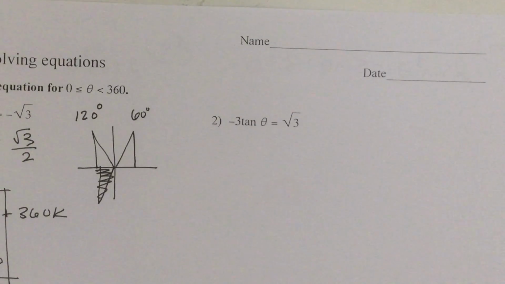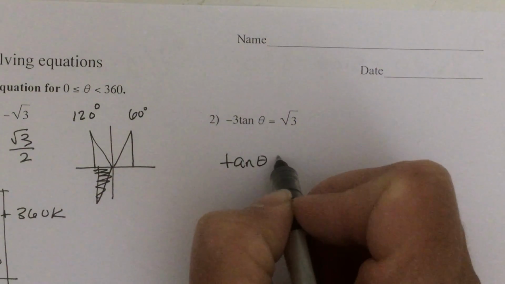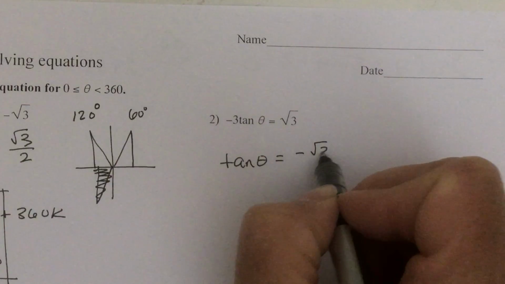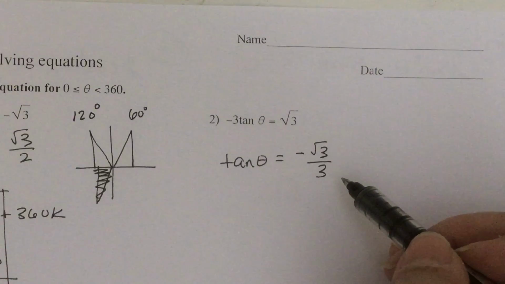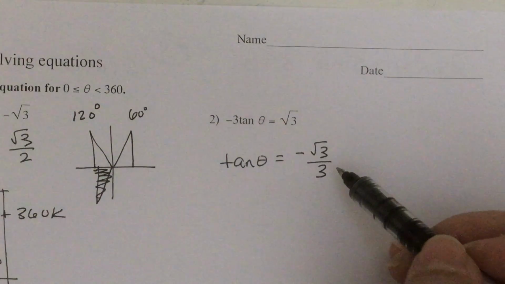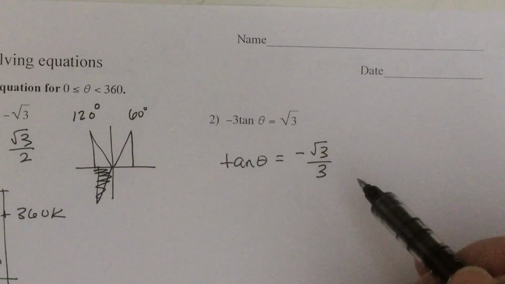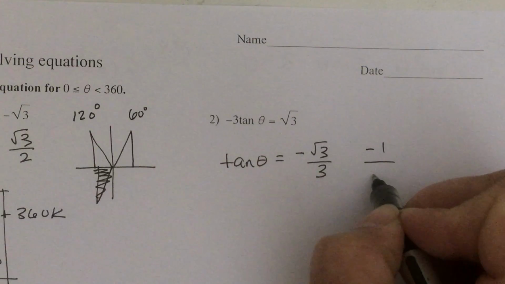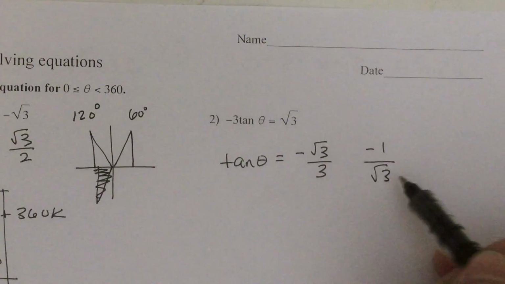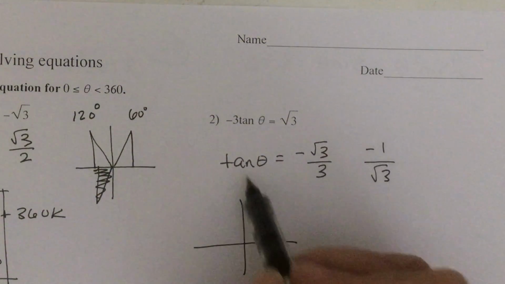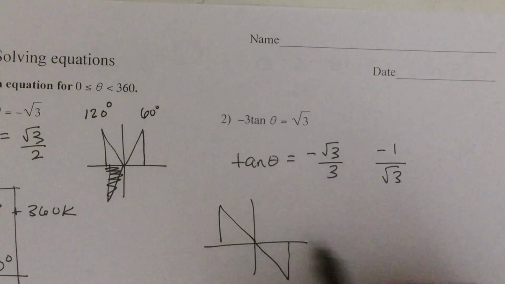So over here on number 2, we're going to divide both sides by 3. So tangent theta is equal to negative radical 3 over 3. Now, some of you have that written off to the side of your unit circle, but it helps if you remember finding sine, cosine, and tangent of the special triangles. This, I know, comes from -1 over radical 3. So if you look on your unit circle, you can find where that's the sine and where that's the cosine. But I know tangent is negative in the second quadrant and the fourth quadrant.